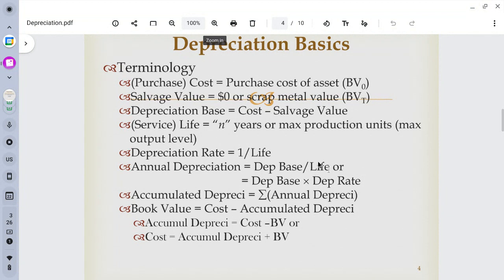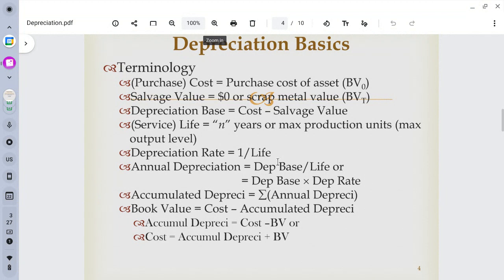It goes without saying. If your asset value is $100,000 and salvage value is zero, then the depreciation base is $100,000. And if the service life is 5 years, then each year it is depreciated artificially. As I said, it's artificial. It has nothing to do with the actual natural depreciation. Annually, straightforward, 20% is depreciated. And the accumulated depreciation is the sum of all the annual depreciations. Book value means the remaining book value.